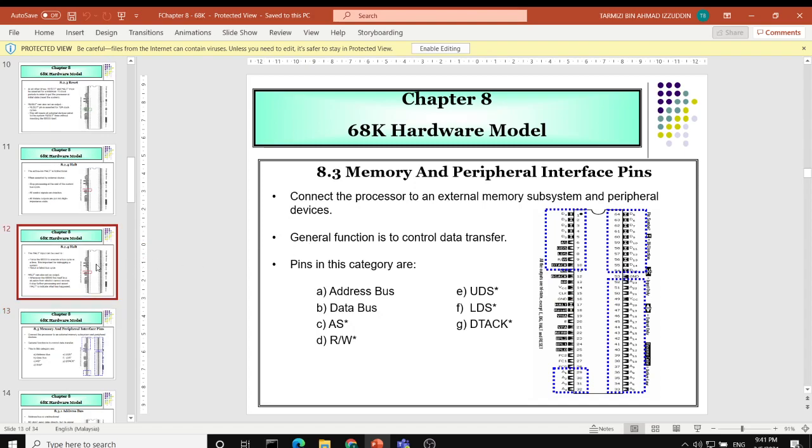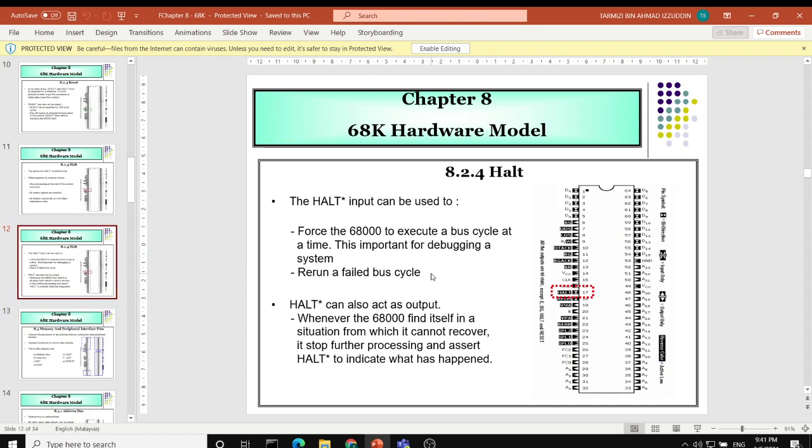So the halt input can be used to force the 68K to execute a bus cycle one at a time. If you want to execute your bus cycle one at a time, in the case of debugging a program, you can use halt. Halt can also act as an output whenever the 68K finds itself in a situation from which it cannot recover. It stops further processing and asserts halt to indicate what has happened.